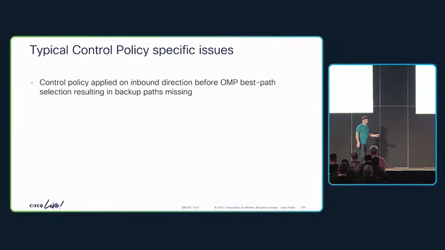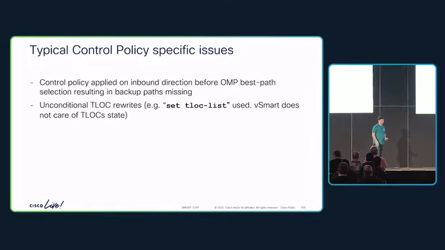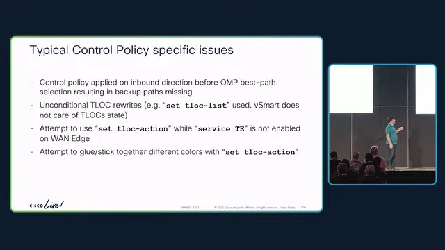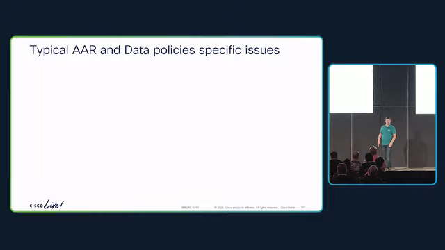Control policy specific faults. Again, direction before the best path selection or after, and conditional TLOC rewrites. TLOC action while service TLOC is not configured. We've seen example of it. Attempting to glue different colors together. We've seen case 3B about this as well.